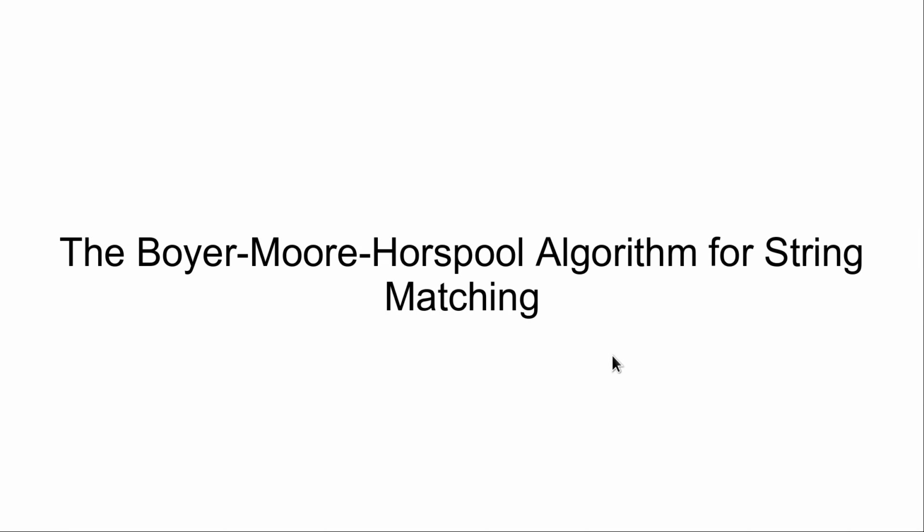In this video, I'm going to describe the Boyer-Moore-Horspool algorithm, with a worked example and a brief discussion of the algorithm's complexity. Boyer-Moore-Horspool is a very simple algorithm for solving the problem of string matching. That is, the problem of finding the first occurrence of a substring, called the pattern, within a larger string.